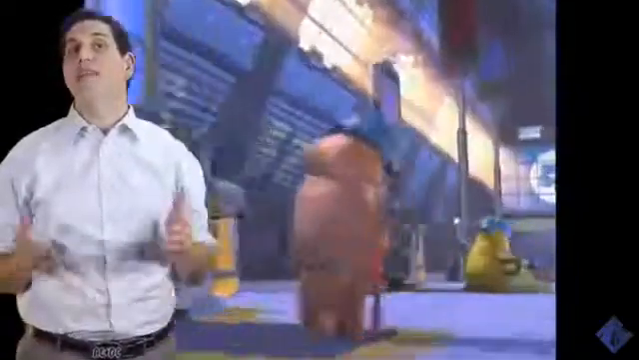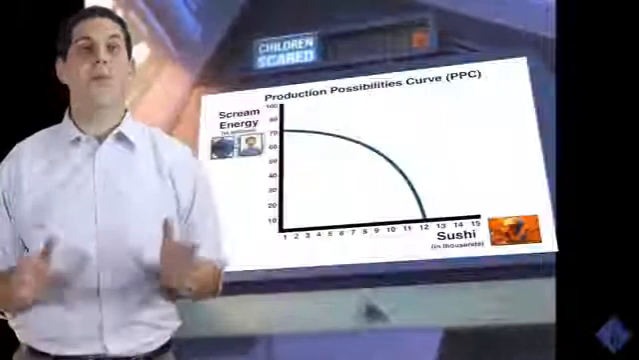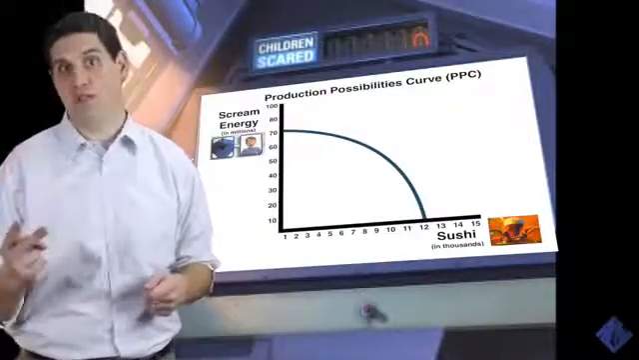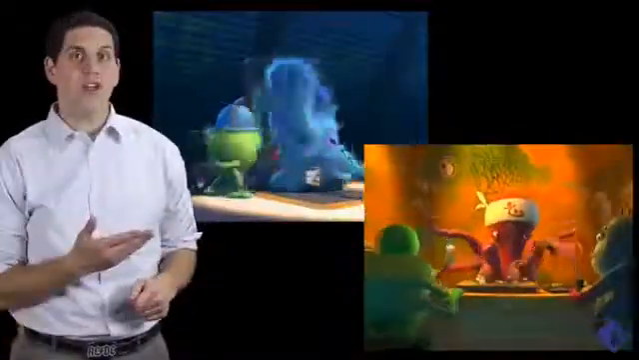Economists like to explain the idea of scarcity by drawing something called the production possibilities curve. The PPC is a graph that shows how an economy can use its resources to produce 2 different goods. So let's assume that Monstropolis can only produce 2 different products, Scream Energy and sushi.